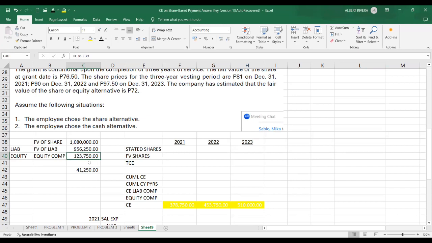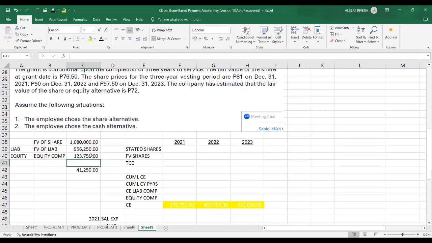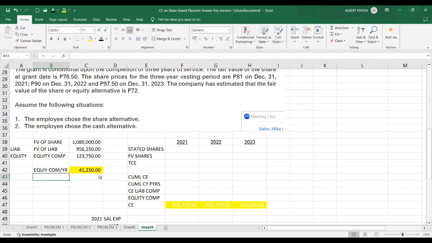And that 123,750 would be divided by the number of vesting periods. And the number of vesting periods is 3 years. So 123,750 divided by 3, and that is 41,250. This is now the equity component per year. Okay? Equity component per year. That is just the total equity component divided by the number of vesting periods. So this is the vesting period 3. Okay? So this is divided by the vesting period.